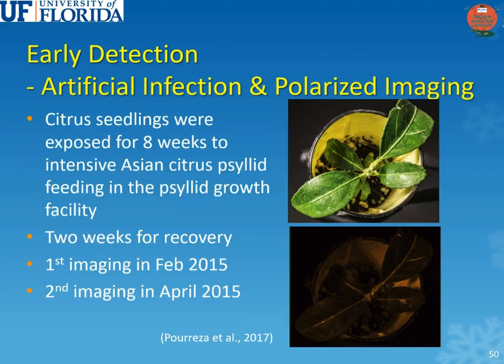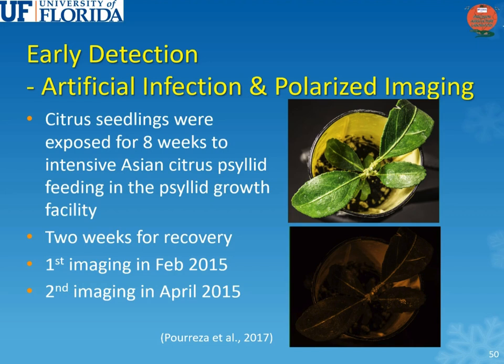Yeah, and the most commonly asked question on disease detection is that you should be able to detect as early as possible, right? Because if you can see the symptoms, that means it's already too late, because the tree is already infected. So for that question, we tried to detect as early as possible. We manually infected citrus seedlings in a screen cage, and then we took polarized images. The top picture is color, and the bottom is the polarized image.